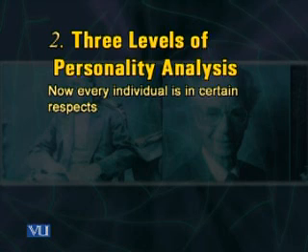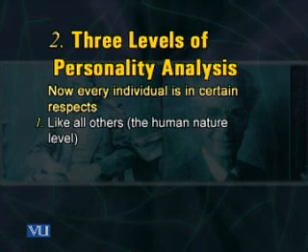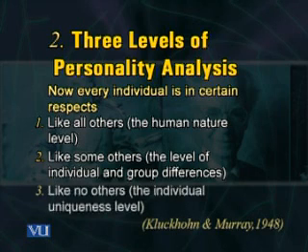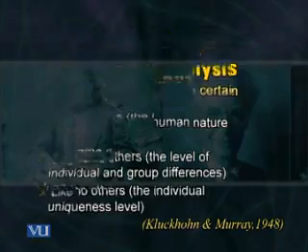Now every individual is in certain respects: Number 1, like all others, the human nature level. Number 2, like some others, the level of individual and group differences. And number 3, like no others, the individual uniqueness level. तो 3 levels of analysis हैं. Like all others यानी human nature level. Number 2, like some others जहाँ पे individual और group differences आएंगे. And number 3, like no others, that is every individual is very unique. ये 3 levels हैं जिनके ऊपर आपसे बात करेंगे. Let's talk about the first one.